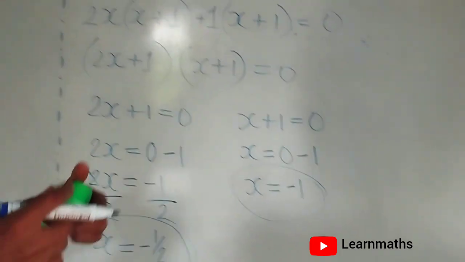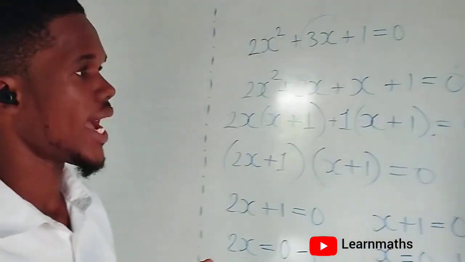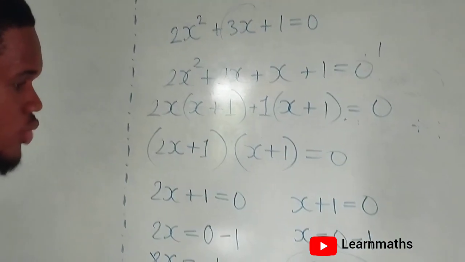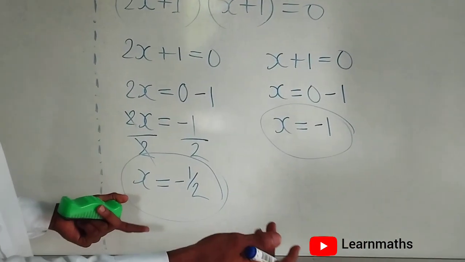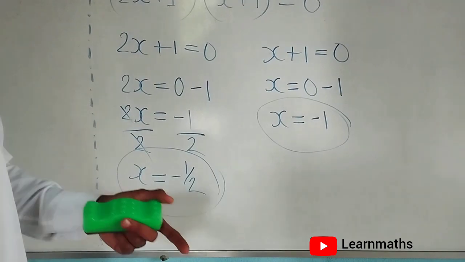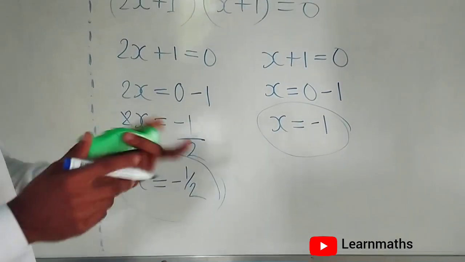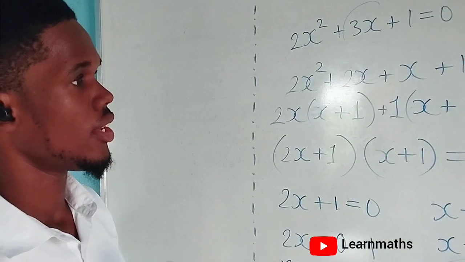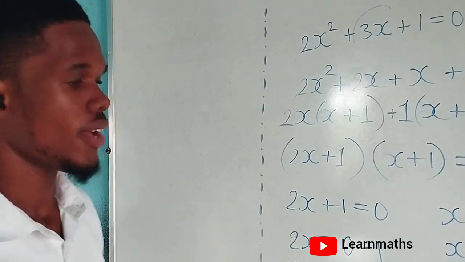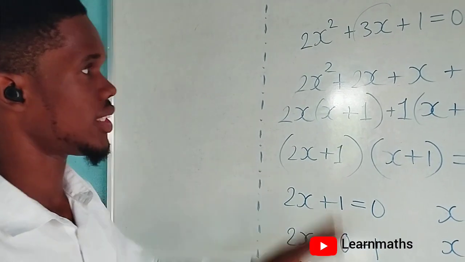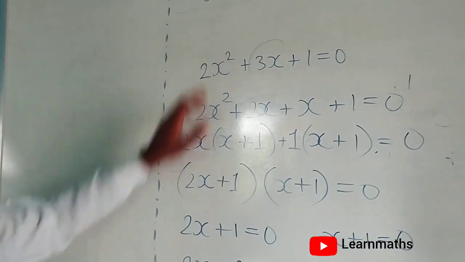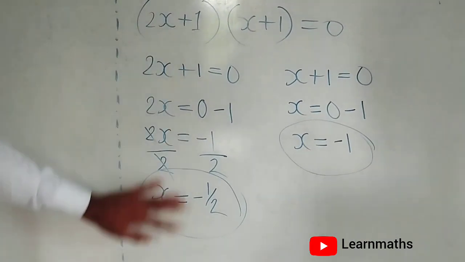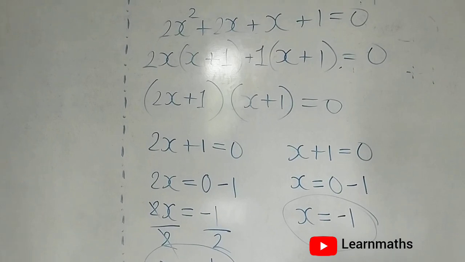Now listen, a quadratic equation has its highest power being 2. Since the highest power is 2 in a quadratic equation, you are expected to get two answers for x, for the variable, right? When you have a linear equation where the highest power there is 1, you get just one value for x. If you have a cubic equation where the highest power is 3, you can get 3 answers for x, right? 3 values for x. But since this is quadratic, the highest power being 2, we usually get 2 answers for x. So that we have solved this first quadratic equation using the factorization method.